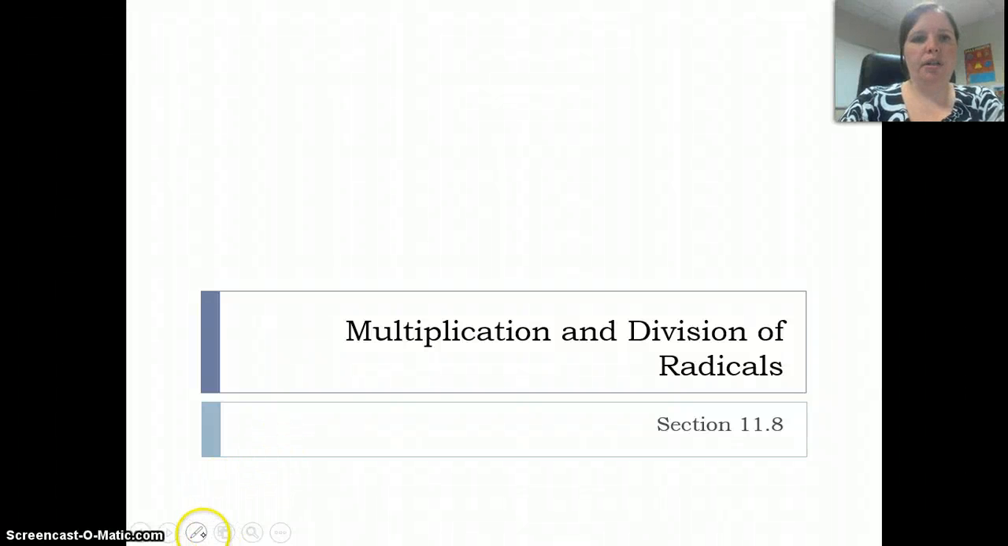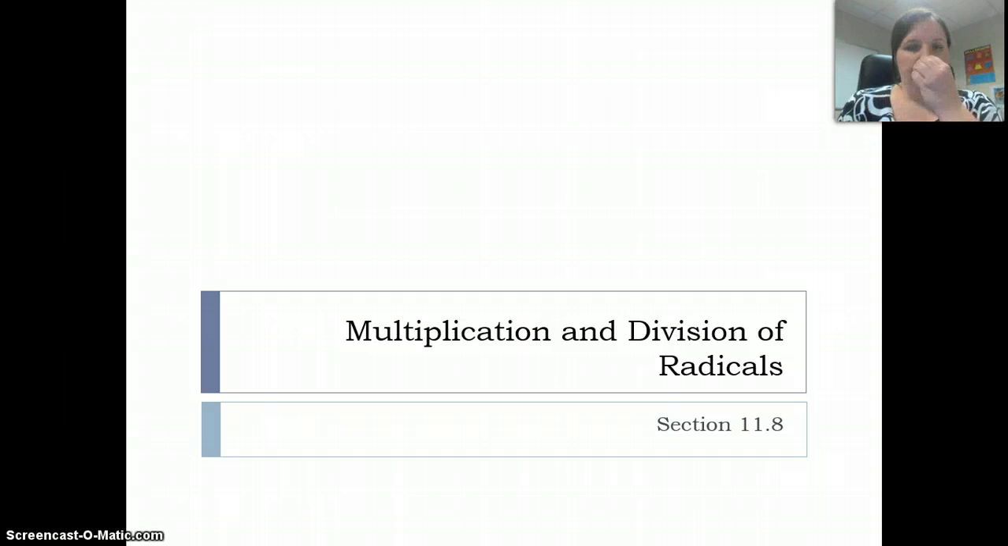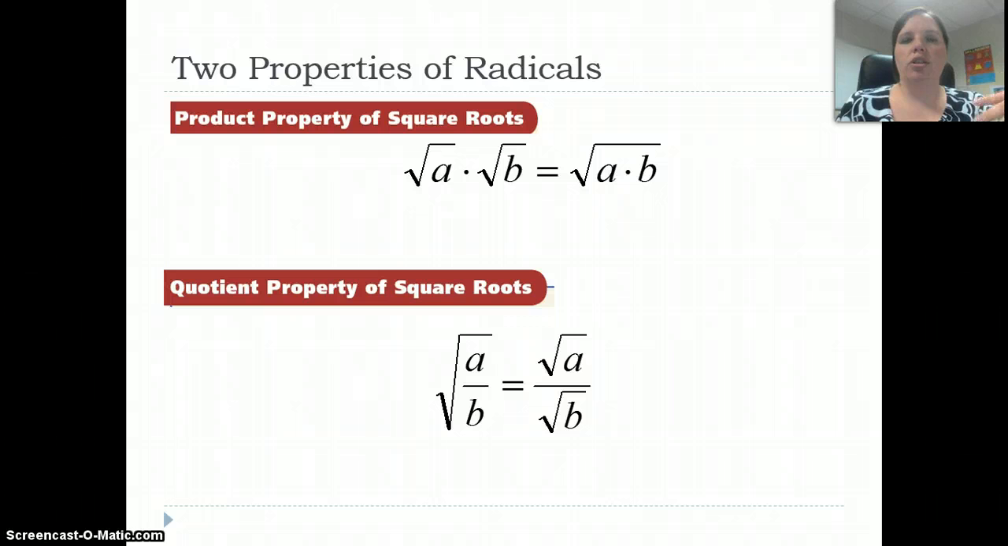Okay, so we are going to work on covering the basics of multiplying and dividing radicals since we have simplifying and addition and subtraction handled. So when it comes to multiplication and division, you have two properties, two rules that basically govern what we're going to do with radicals. They're called the product property and the quotient property, and we're again focusing on square roots, but this could be applied to any kind of radical.